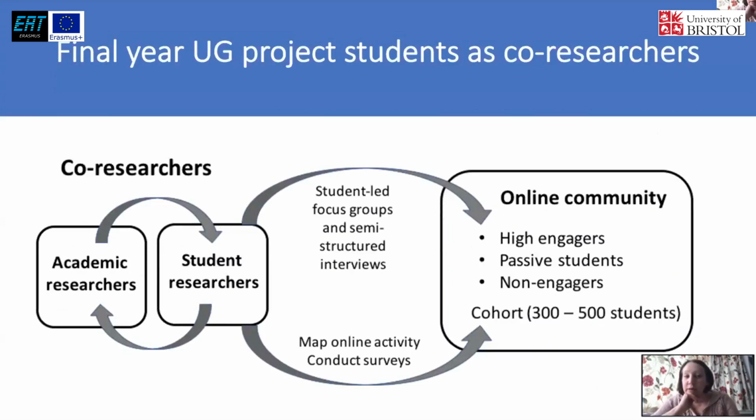So the way I've been working with final year undergraduates as co-researchers is that I'm essentially the academic researcher here, and Kaiser in this case was the student researcher. And we worked together to train the student undergraduate researchers to conduct qualitative research that could be purely qualitative or mixed methods. And the student then designs interview questions or runs focus groups to explore a particular topic, and they may well do surveys as well.